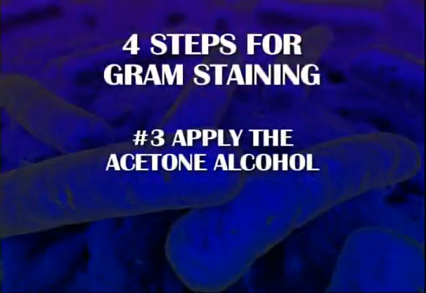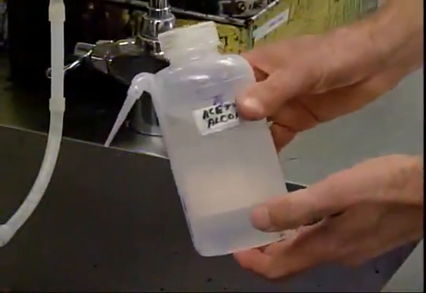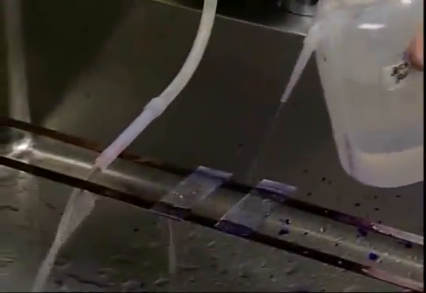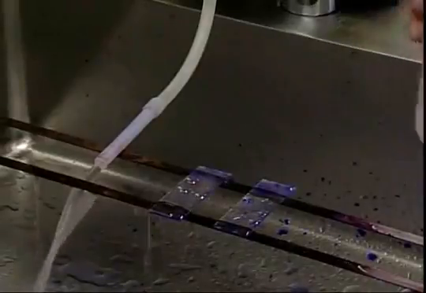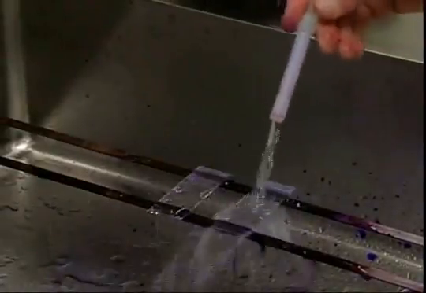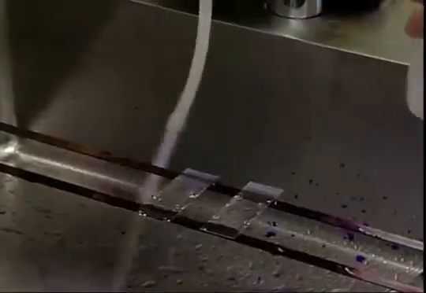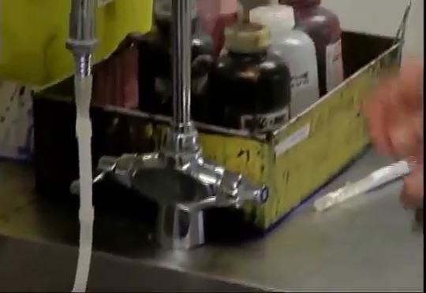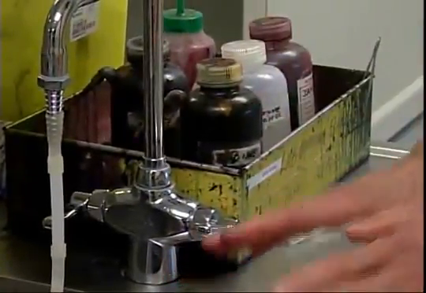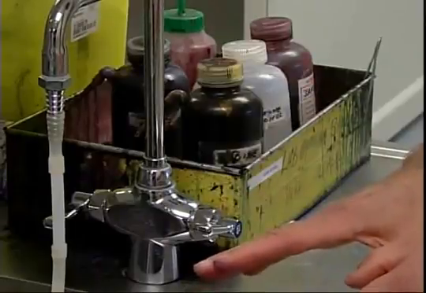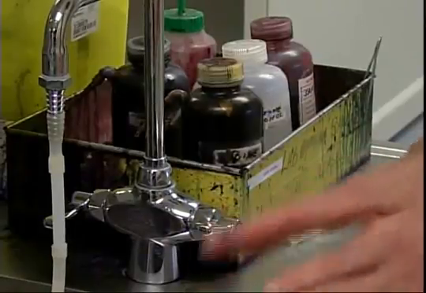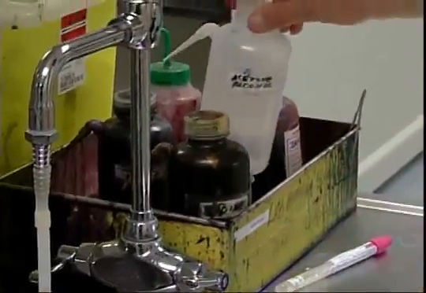The third stage, and the most critical stage, is to use acetone alcohol to decolorize the slides. We put this on briefly, and this will take off the excess crystal violet that is present. So at this point in the procedure, all the gram-positive organisms will retain the crystal violet stain. The gram-negative organisms have been decolorized by the acetone alcohol.